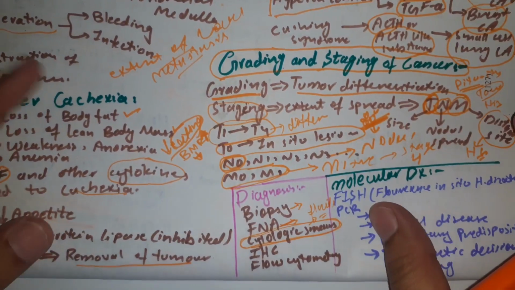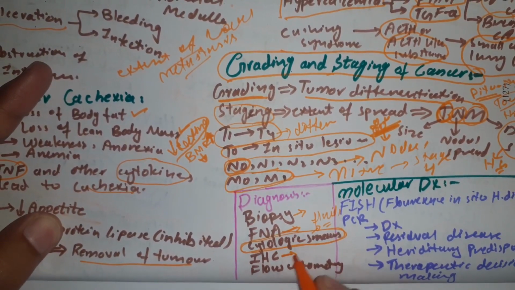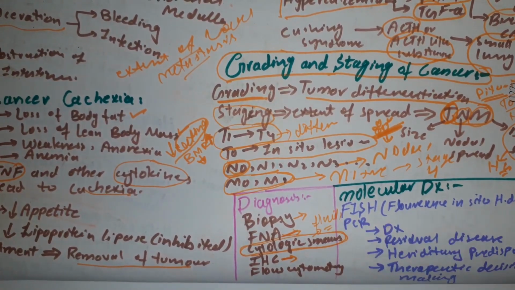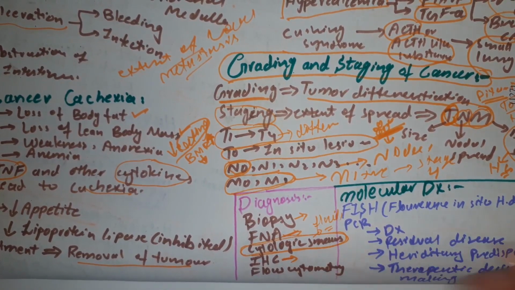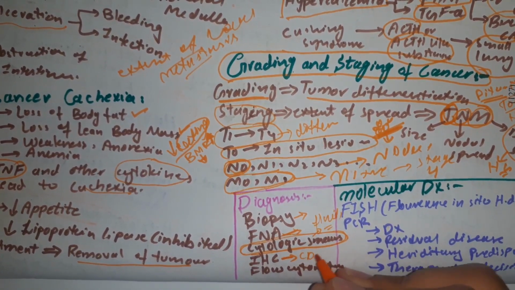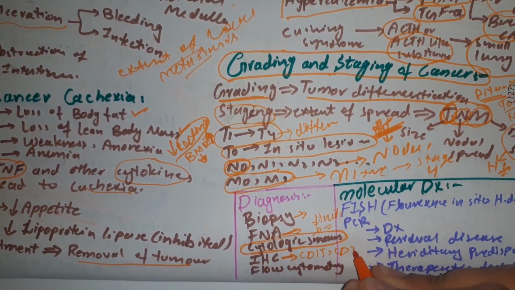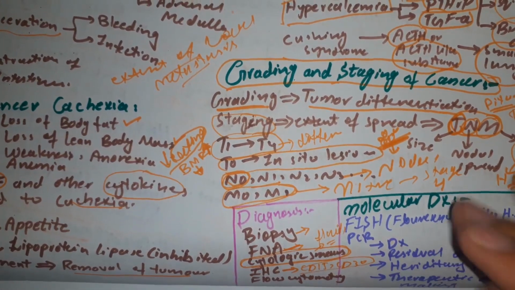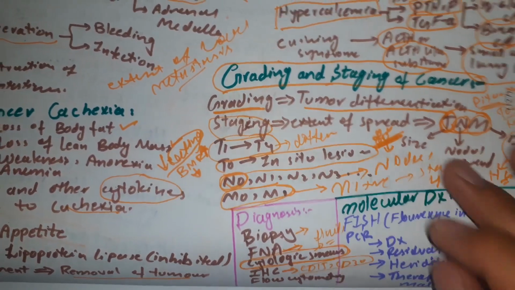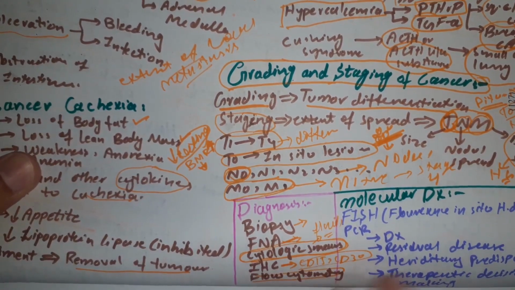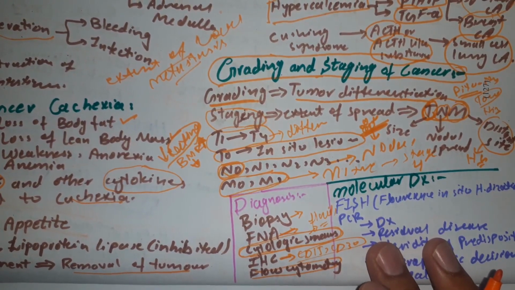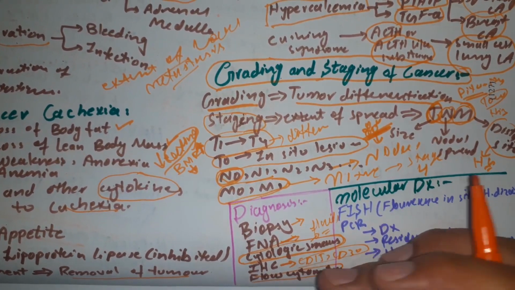Next is immunohistochemistry, IHC. We depend upon the tumor markers. We have previously studied some of this in the chapter, and in systemic pathology it is also given that tumors have certain immunohistochemical markers. For example, in Hodgkin lymphoma, CD15 and CD30 are the immunohistochemical markers, and they also help in the diagnosis of tumors. Next, there is flow cytometry, which uses the fluorescence technique in the diagnosis of tumors. So these are the principal methods of diagnosis of tumor.